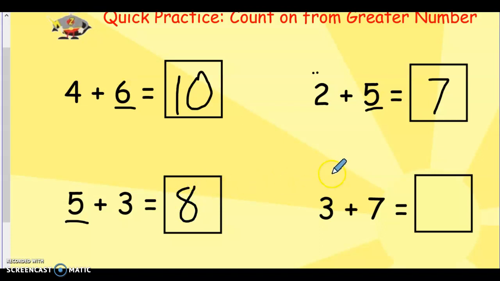And finally we have 3 plus 7. Which is the greater number? 7, and we're going to count up 3. Remember, I'm showing you both methods here. You can do these with your fingers, and then I showed you the dots over here. So we have 7, 8, 9, 10.